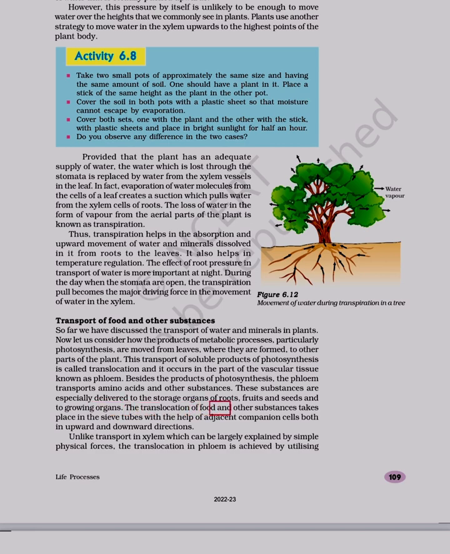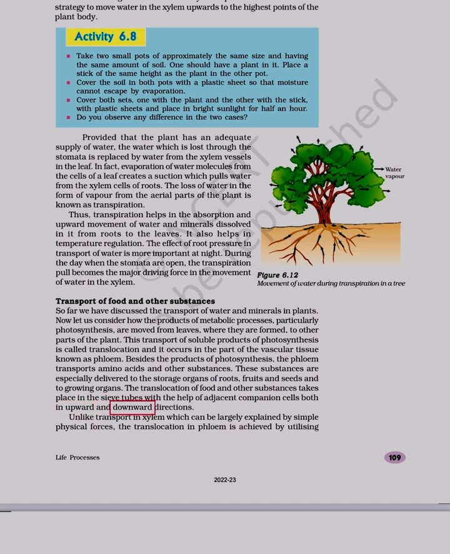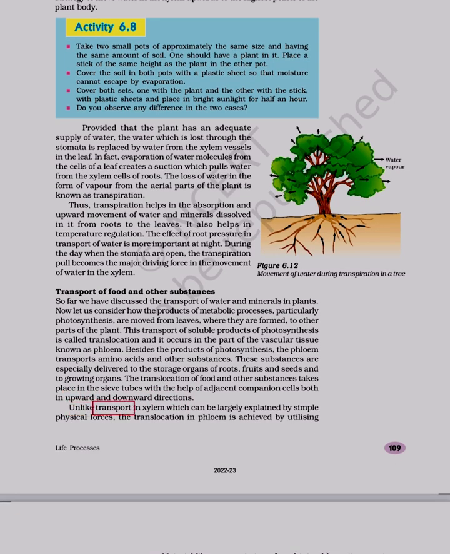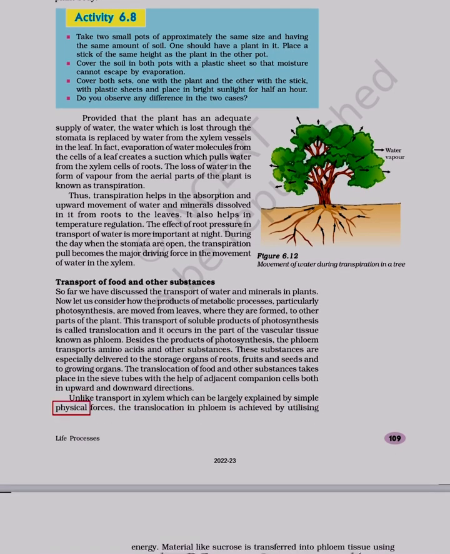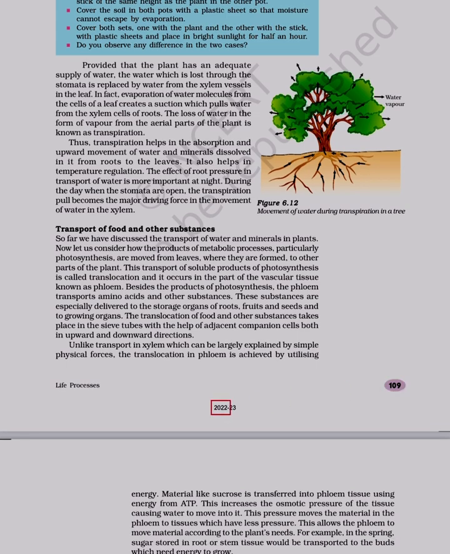The translocation of food and other substances takes place in the sieve tubes with the help of adjacent companion cells both in upward and downward directions. Unlike transport in xylem which can be largely explained by simple physical forces, the translocation in phloem is achieved by utilizing life processes.